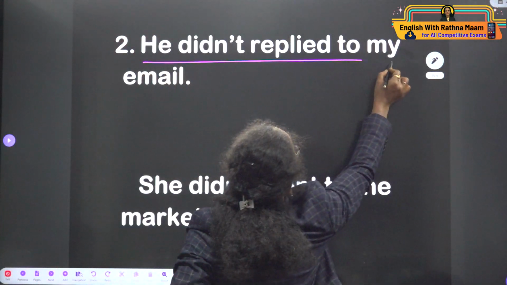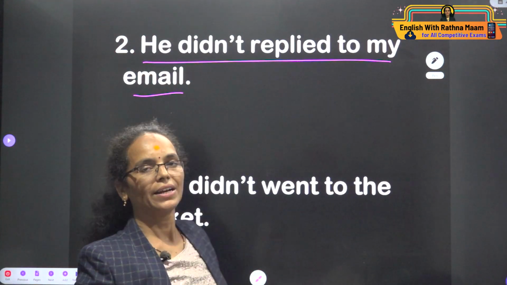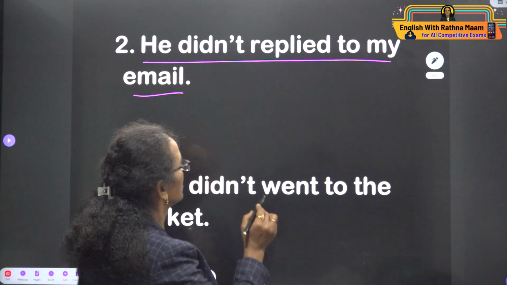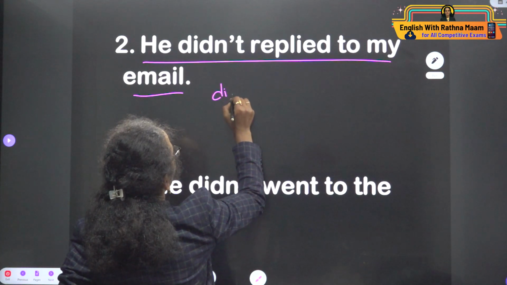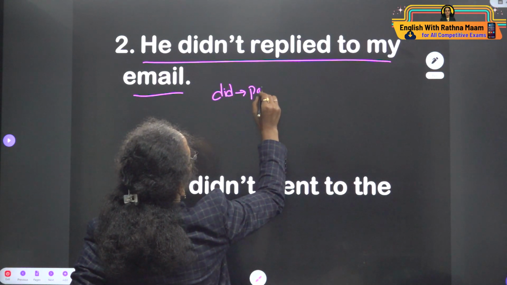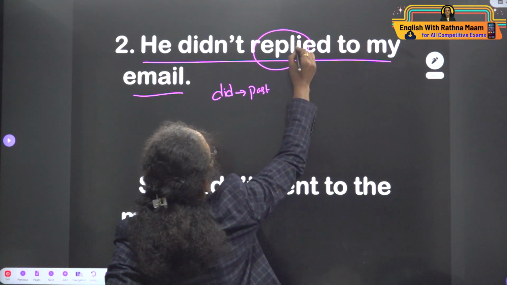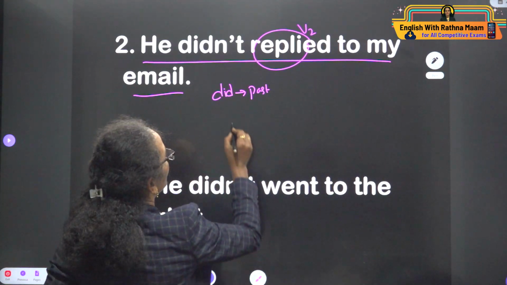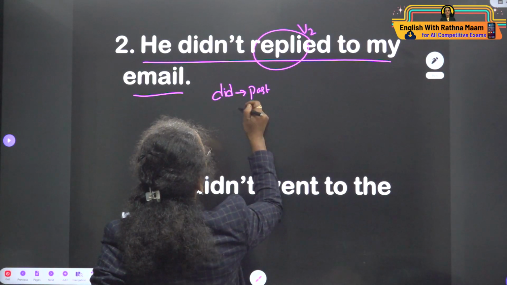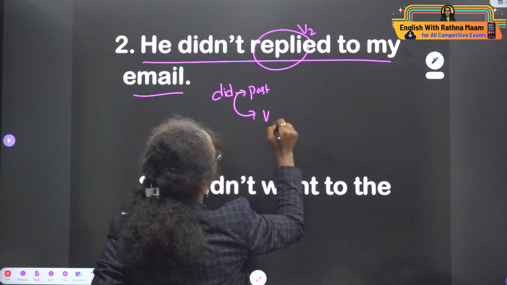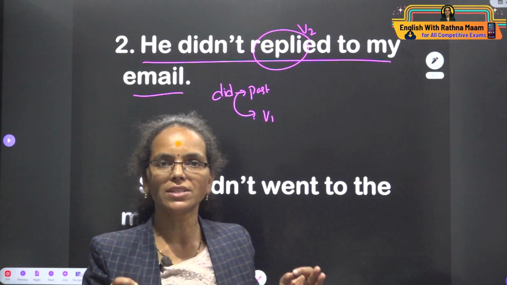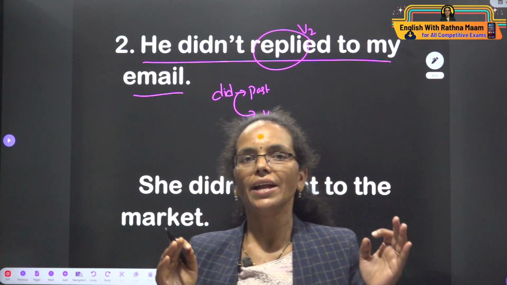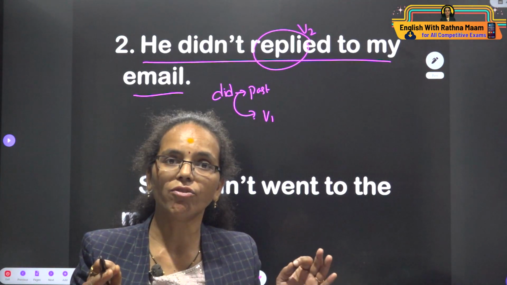It did not reply to my email. Did itself is the past tense. So it is not required to use the past tense one more time with did. Did should be followed by the V1 form, irrespective of the subject, irrespective of the tense. Wherever you get did, it should be followed by the V1 form only.